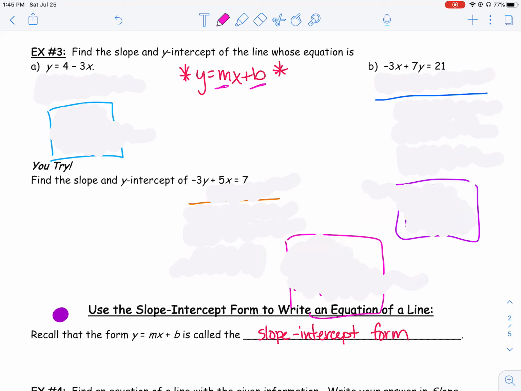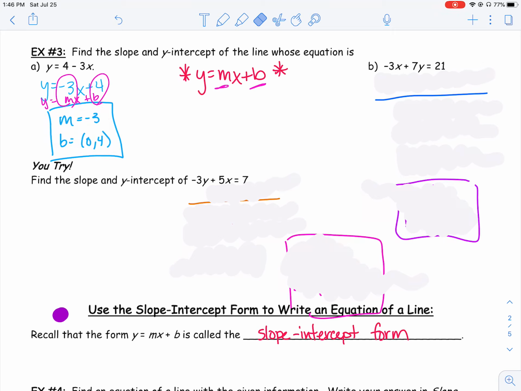If you look at example number 3a, y equals 4 minus 3x. Now, the y is by itself, but the right side doesn't quite look like mx plus b. It's a little bit out of order. Let's go ahead and rewrite it in a different order so that the mx goes first and the b goes last so that I can more easily pick out the slope and the y-intercept. So I'm going to go ahead and put the negative 3x first and the positive 4 last. So now my equation looks like y equals negative 3x plus 4. You notice that this is now in slope-intercept form. I can quickly pick out my slope and I can quickly pick out my y-intercept.